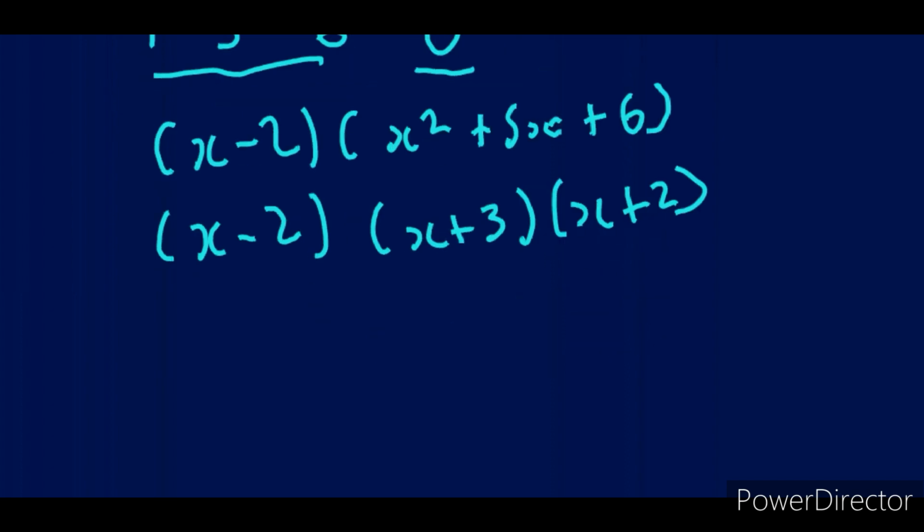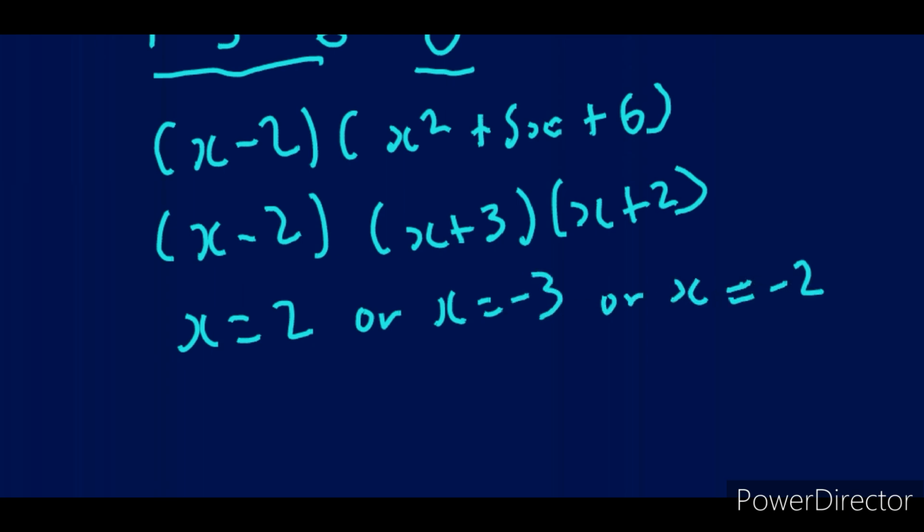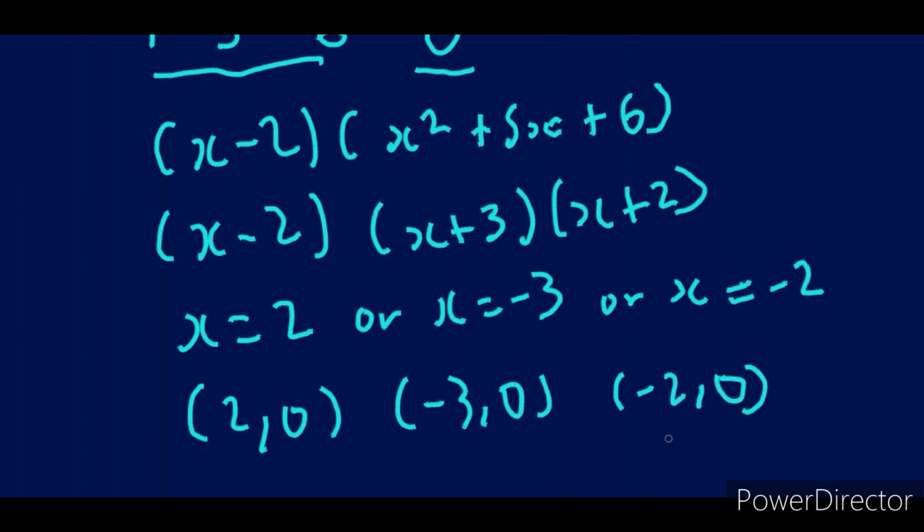So we've just found the x-intercepts. So x is equal to 2, or x is equal to negative 3, or x is equal to negative 2. The cubic graph normally has 3 x-intercepts. So when you write them in point form, it's going to be (2, 0), and (negative 3, 0), and (negative 2, 0). So this cubic graph has got 3 x-intercepts. It has got 3 distinct roots.